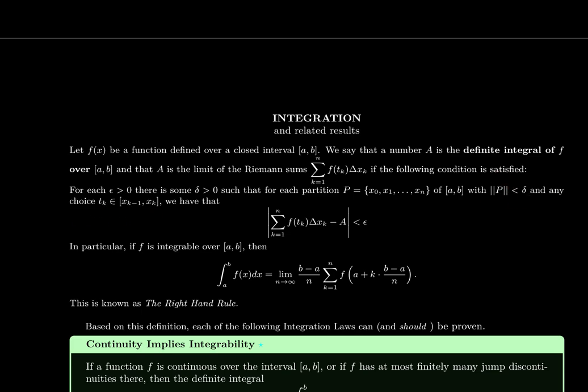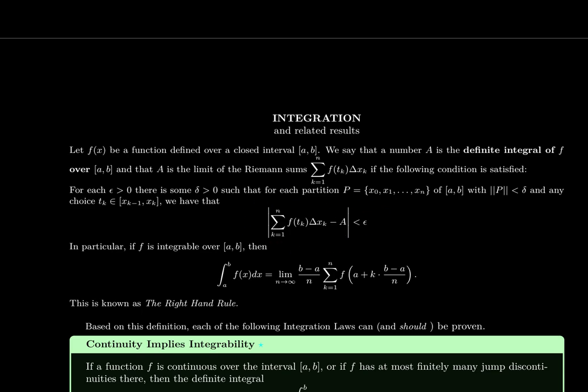and any choice of tag, and again, this is simply the point where we take the height of the rectangle in each of those intervals, we have that the difference of the sum of all those rectangles' area from the actual area, or this random number, is less than epsilon. Then what we say, actually, this is how we find the actual area. So I'm a little bit abusive here. We choose this number to be the area under the curve if this is the case.